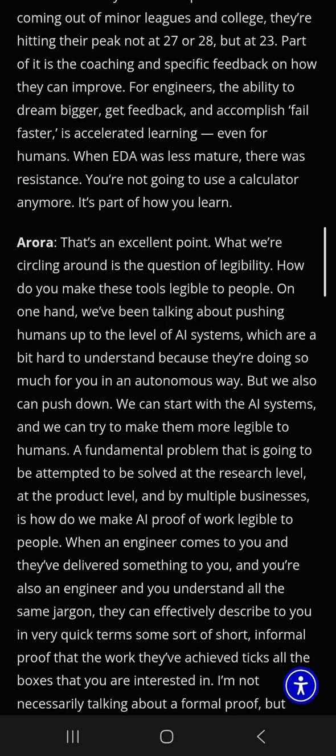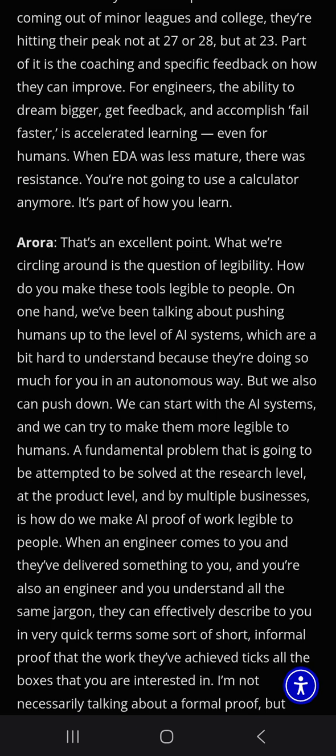Aurora: That's an excellent point. What we are circling around is the question of legibility. How do you make these tools legible to people? On one hand, we're really talking about pushing humans up to the level of the AI systems, which are a bit hard to understand because they are doing so much for you in an autonomous way. But we can also push down. We can start with the AI systems and try to make them more legible to humans.